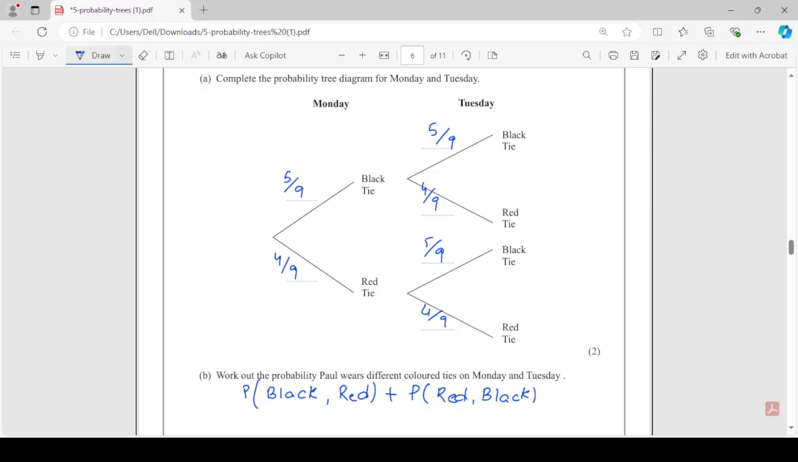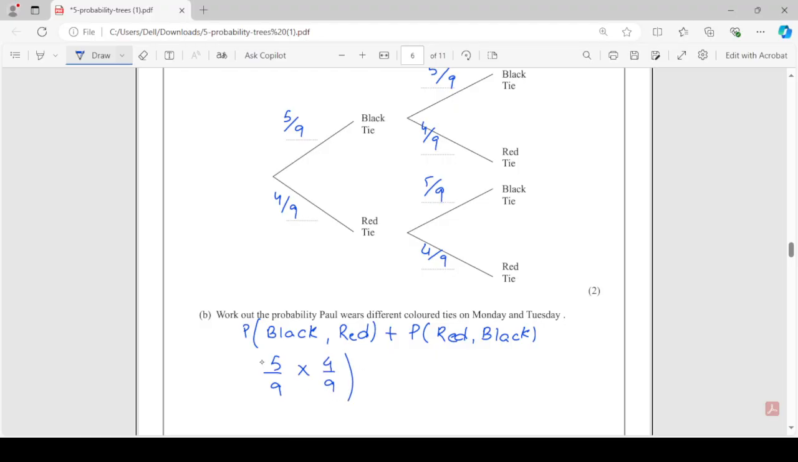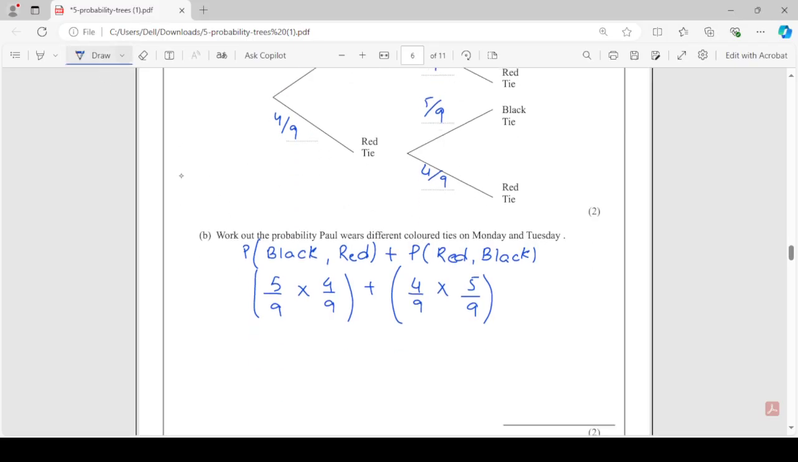The first is either he wears black tie first and red tie later the other day, or he wears a red tie first and a black tie the other day. Probability of wearing a black tie on Monday is 5/9 times red tie on Tuesday is 4/9. Plus, whenever you have different combinations, you add all of them. Probability of wearing a red tie on Monday is 4/9 times a black tie on Tuesday is 5/9. 5 times 4 is 20.